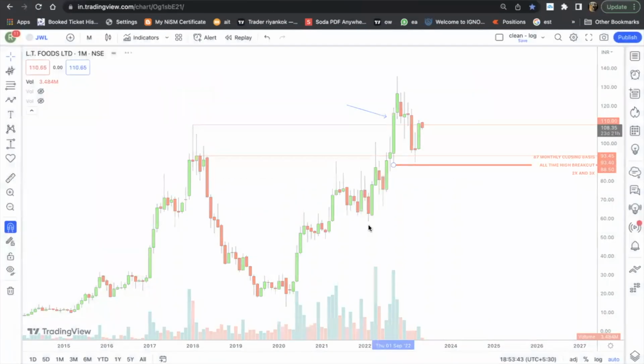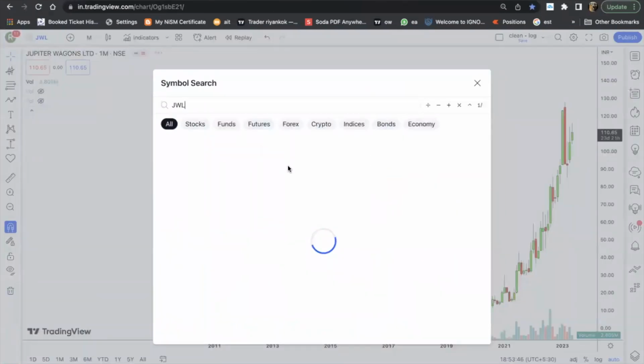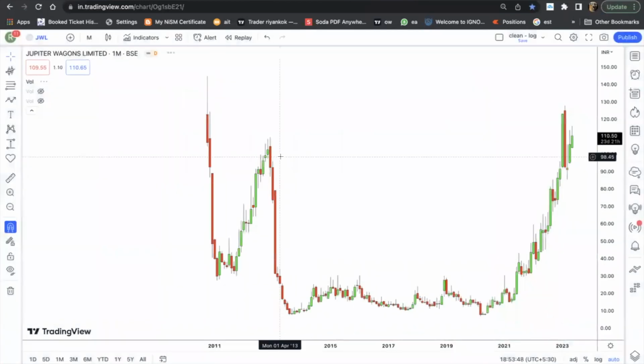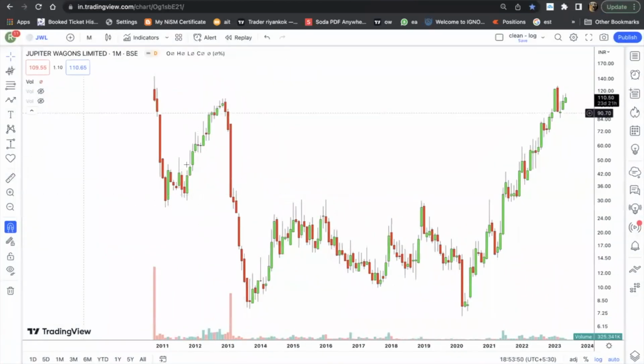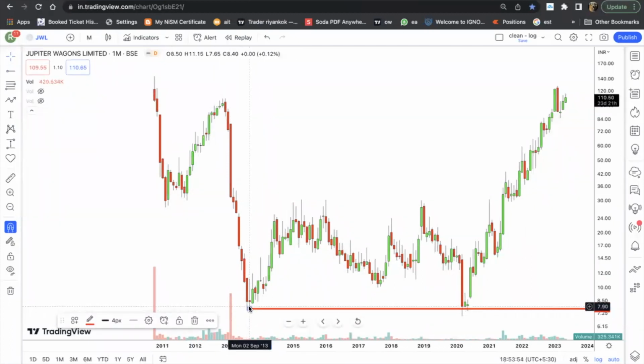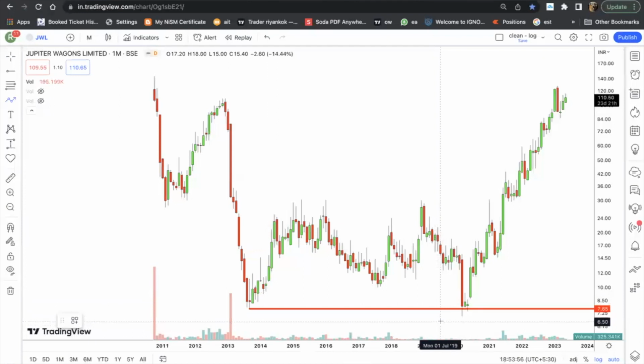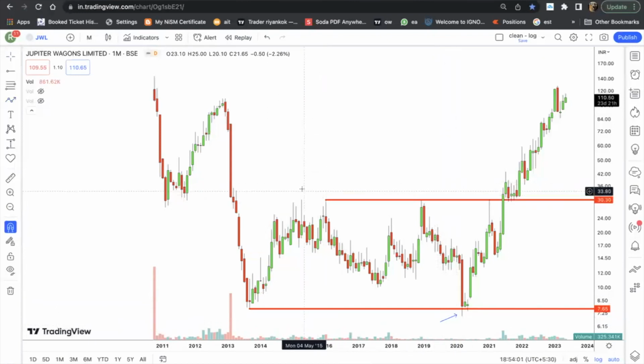Now in the case of Jupiter Wagon, I will show you the chart and I will ask you which pattern it is. Okay, so first of all, see this one thing, that a low of 7 rupees 65 paise was made, but we did not get a closing below this low, right? And then the stock moved up above the level of 30 rupees 40 paise. It went above 30-40 here and the stock gave me a breakout here, right?